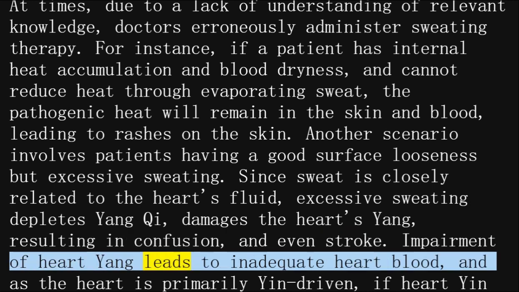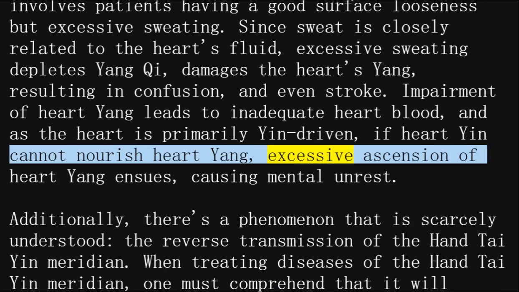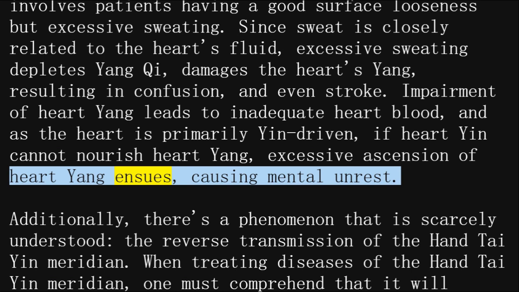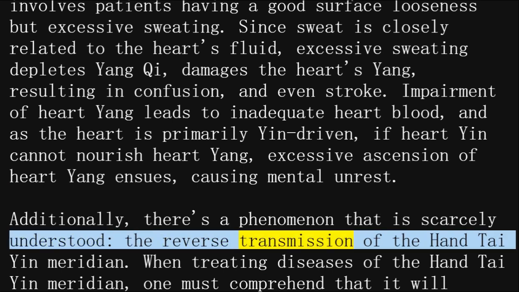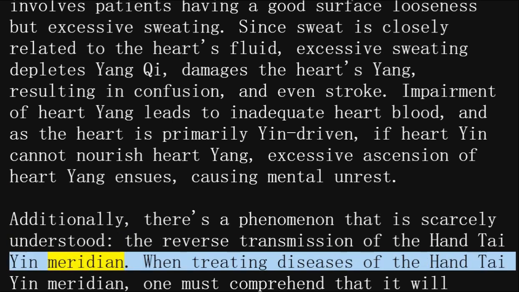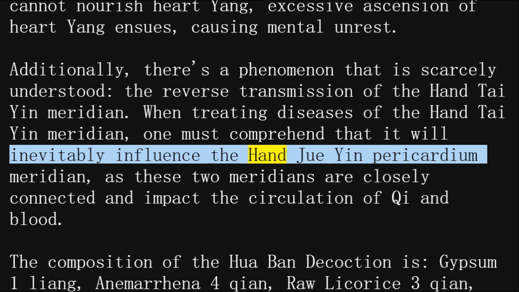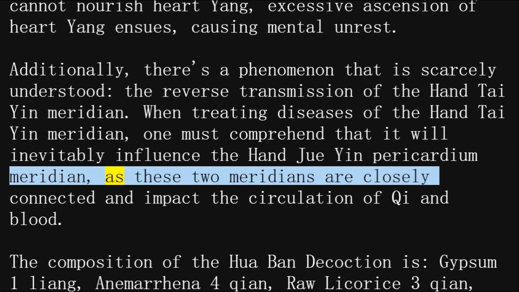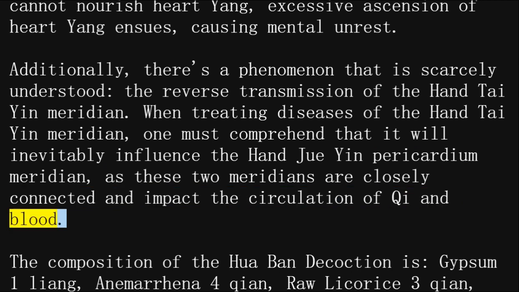Impairment of heart yang leads to inadequate heart blood, and as the heart is primarily yin-driven, if heart yin cannot nourish heart yang, excessive ascension of heart yang ensues, causing mental unrest. Additionally, there's a phenomenon that is scarcely understood, the reverse transmission of the Han-Tai Yin meridian. When treating diseases of the Han-Tai Yin meridian, one must comprehend that it will inevitably influence the Han-Ju-Yin pericardium meridian, as these two meridians are closely connected and impact the circulation of qi and blood.